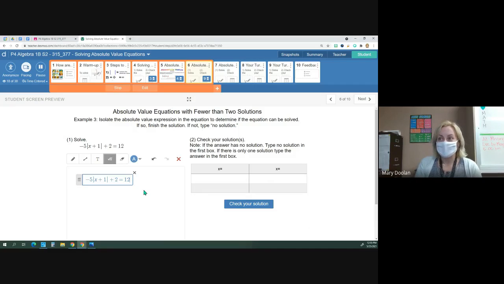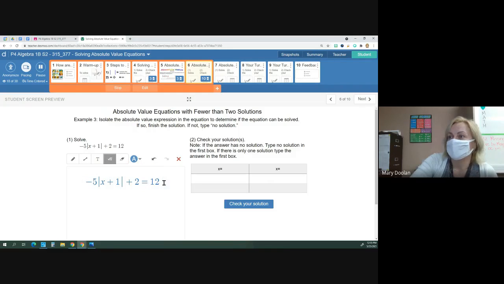Again, my first step is the same. We're trying to isolate that absolute value. So to do that, I made it larger. Learning how this Desmos thing works a little bit more every day. All right, so I'm trying to get this absolute value of x plus 1 by itself.